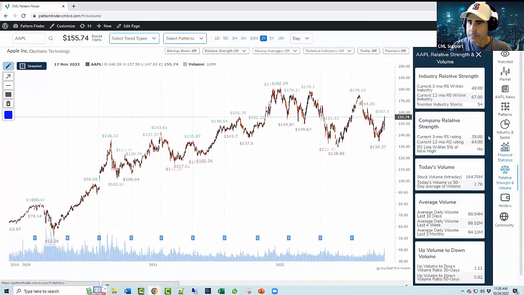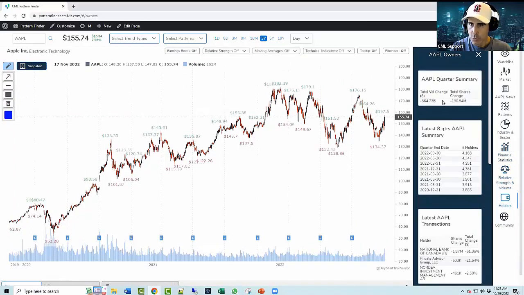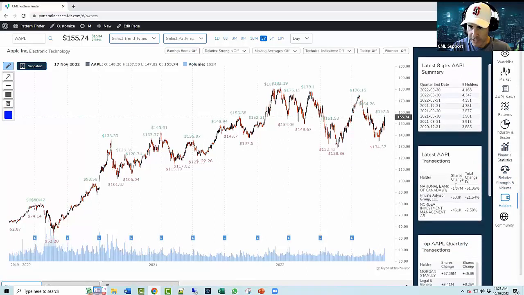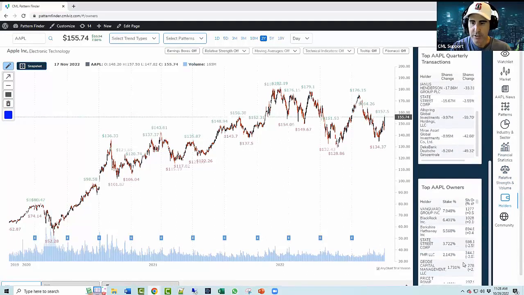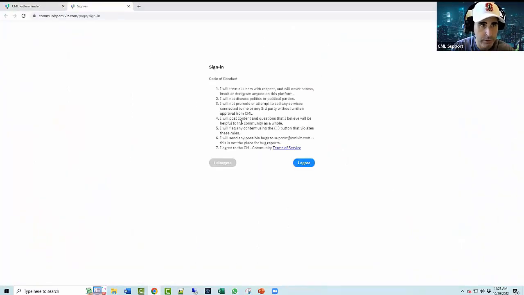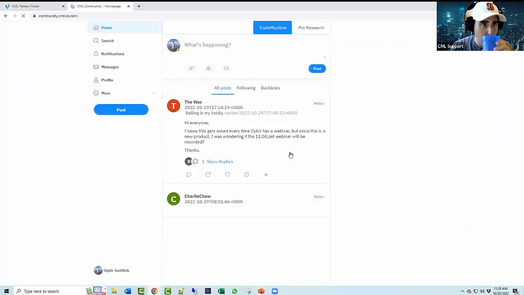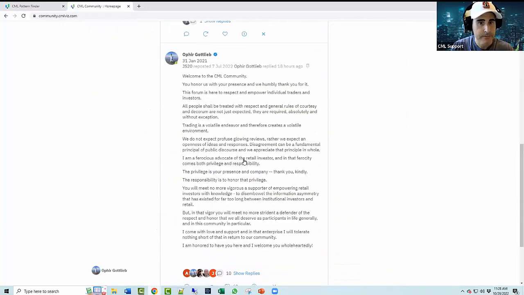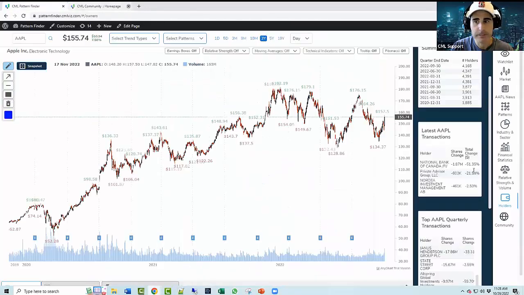Relative strength stuff. Holders information, like who the holders are, the latest transactions, the largest transactions, the top owners. And then we have a community button. So anyone who joins Pattern Finder, you're going to be in a community. Okay. It looks kind of like this, just so you know. I'm not going to go through the community. A whole bunch of you. It looks like a Twitter feed. All right. That's good enough. Not trying to do that too much.